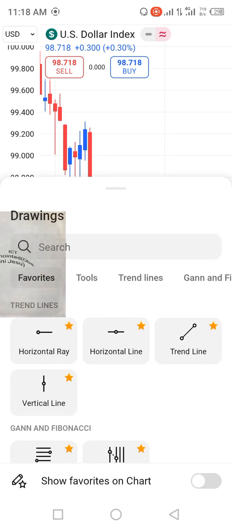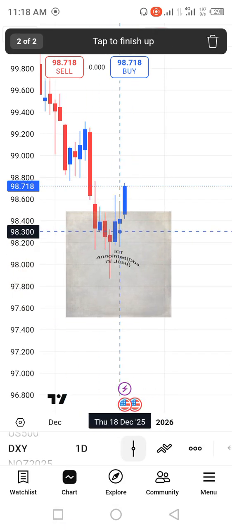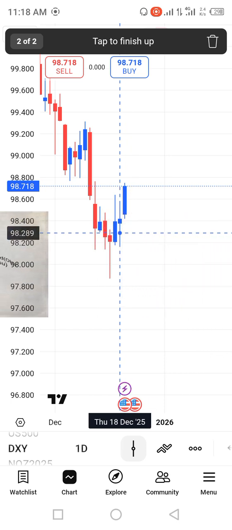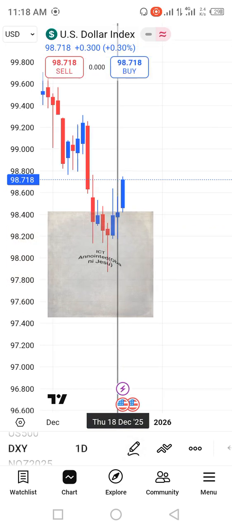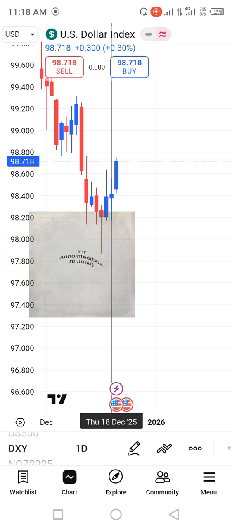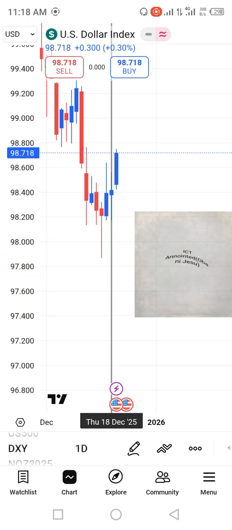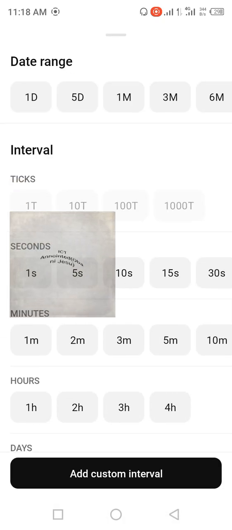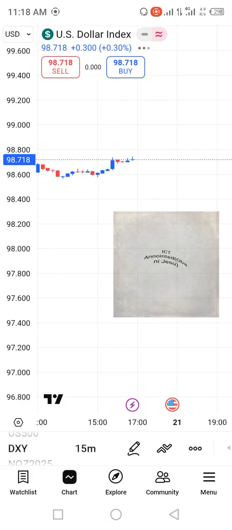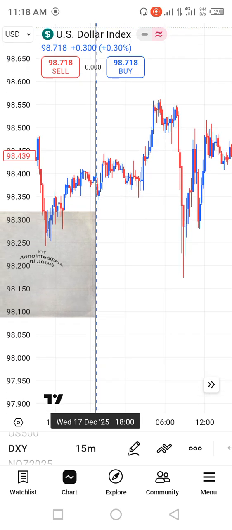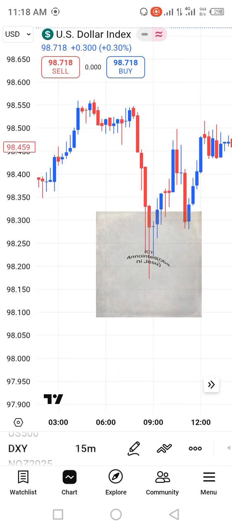So let's delineate the day, which is Thursday, 18 December 2025, our CPI day. Mind you, the CPI release came at 8:30 a.m. New York. Okay, so let's dive in. Go to either the hourly or the 15 minutes, any one of your choice. Let's locate this day. Okay, this is the day. So let's delineate our CPI.